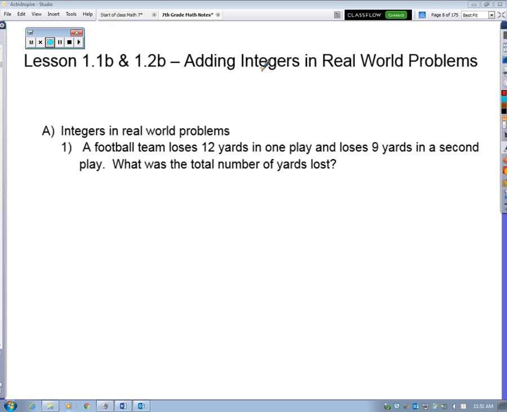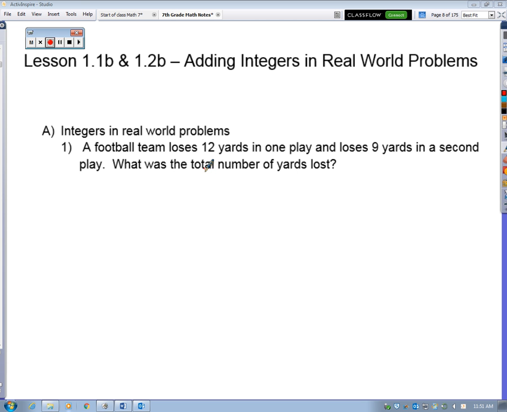So let's take a look at our first problem. The first one we have: a football team loses 12 yards in one play. Okay, so they made a play, it didn't do so good, they lost 12 yards. And they did another play and they lost 9 yards. Okay, it tells us they lose 9 yards in a second play. Alright, and what we are trying to find out is what is the total number of yards lost.